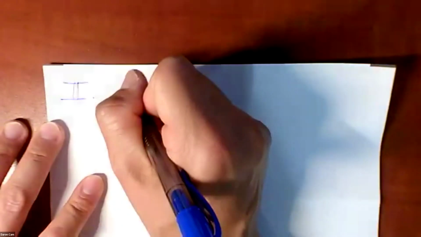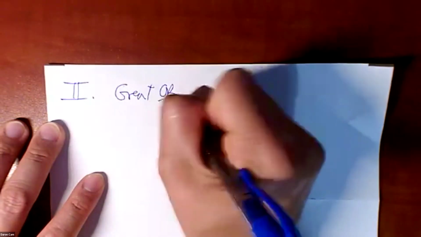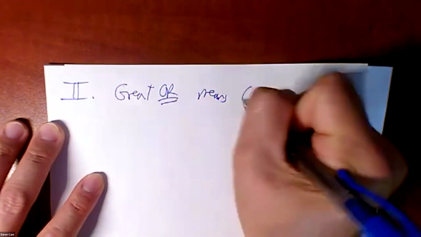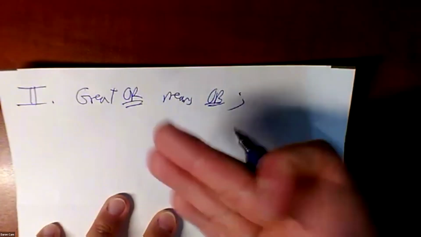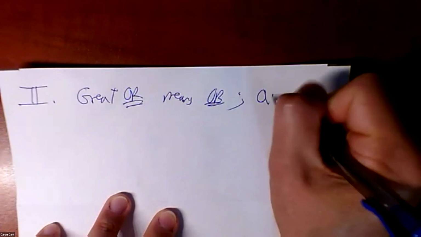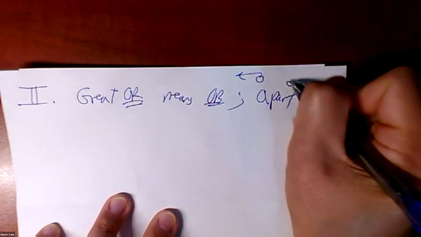So number 2, and this applies both for quadratic and absolute value inequalities. And fortunately for us, we're going to spell great wrong. We're going to spell it like "great or," like that. Great or means or by definition. And if and means together, or means, you got it, means apart. So 100% of the time, it's going to go like this. One's going left and one's going right.